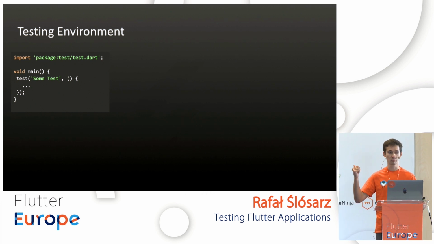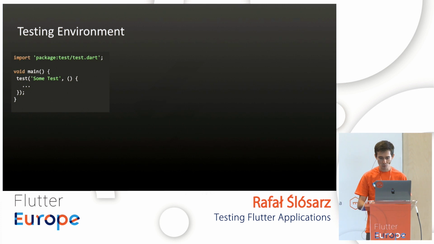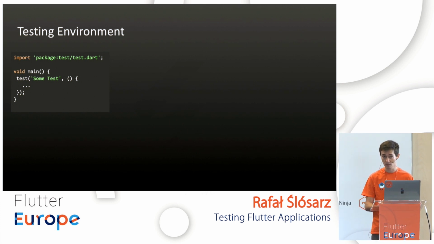We have a Dart application that is testing our application. This is pretty much what it is. We have the main function, which is like the entry point, and then we have test functions that are registering some callbacks in which we will have our tests. So maybe it's wise to see what's inside this test function.